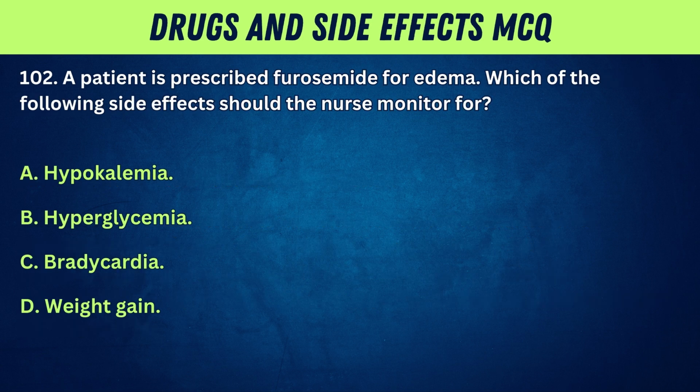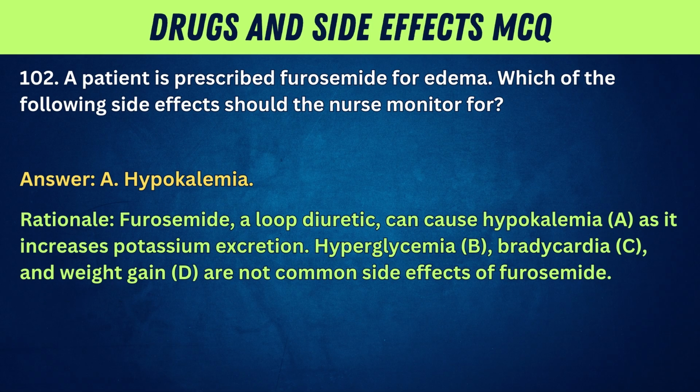102. A patient is prescribed furosemide for edema. Which of the following side effects should the nurse monitor for? A. Hypokalemia. B. Hyperglycemia. C. Bradycardia. D. Weight gain. Answer: A. Hypokalemia. Rationale: Furosemide, a loop diuretic, can cause hypokalemia, as it increases potassium excretion. Hyperglycemia (B), bradycardia (C), and weight gain (D) are not common side effects of furosemide.